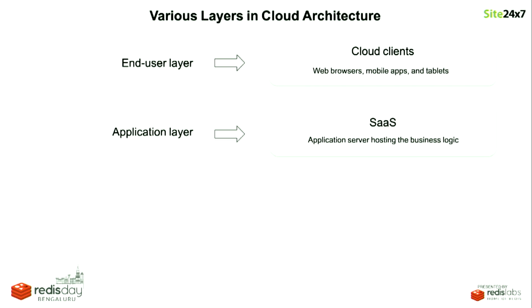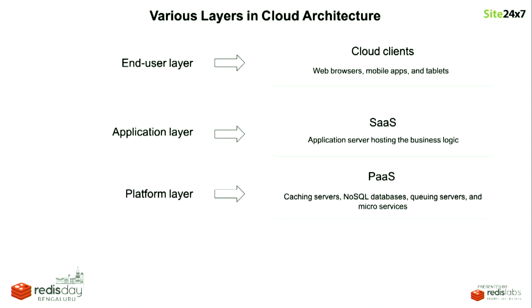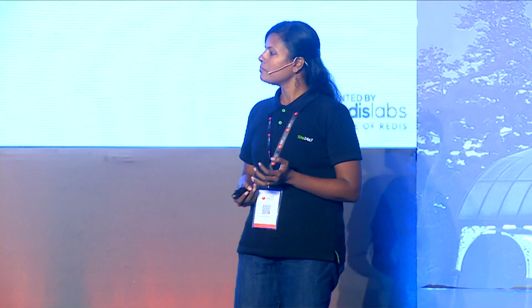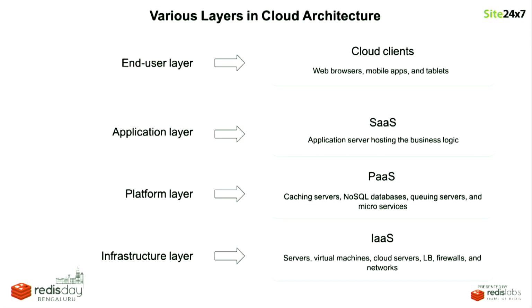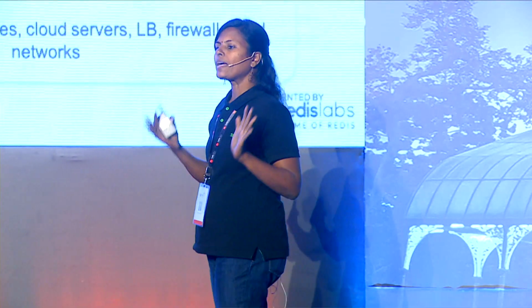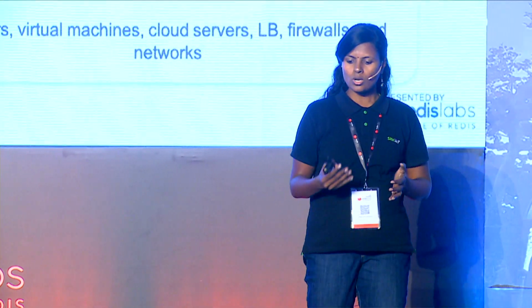That is called the application layer, and today there are providers available. Software as a service is what that layer is called. The next is your platform layer, which is where your caching servers, NoSQL databases, queues and microservices all form the platform layer. Again, there are providers, platform as a service. You can just make use of them and build your application. And the bottommost is your infrastructure layer, which is where the physical servers or virtual servers, cloud servers, load balancer, network and firewall, everything forms the infrastructure layer. And there are solution providers, IaaS, infrastructure as a service, which you can use if you want to build any application. So this is how a typical cloud architecture can be categorized. I'll come back to why I'm saying this.